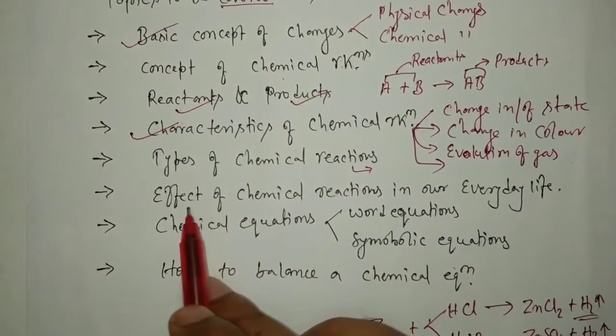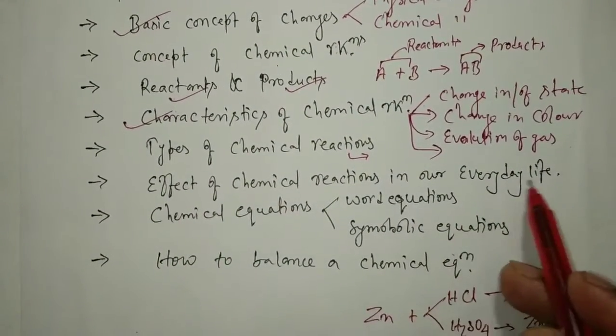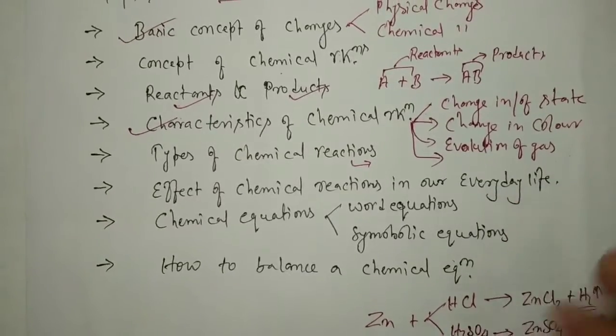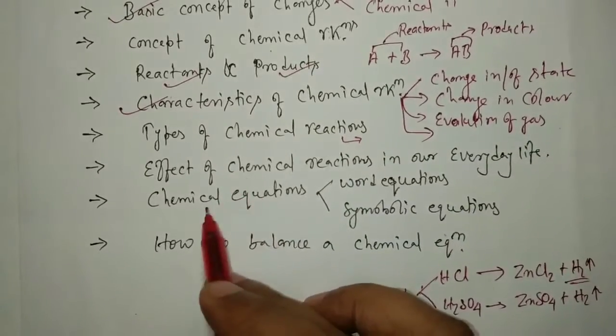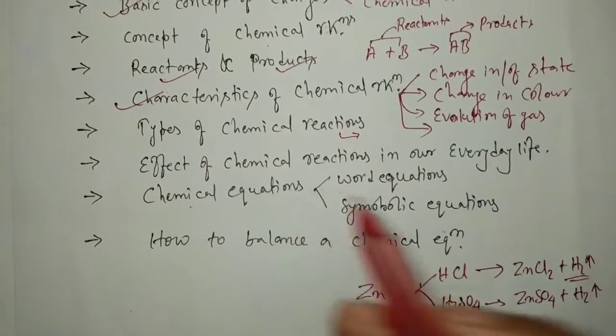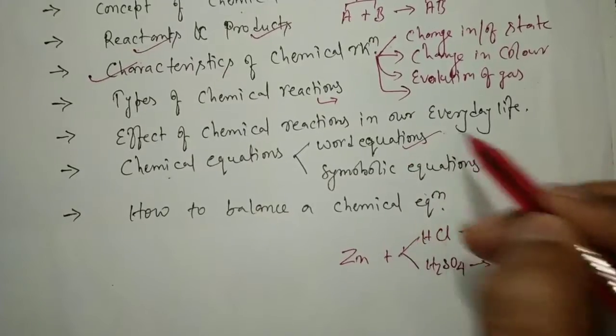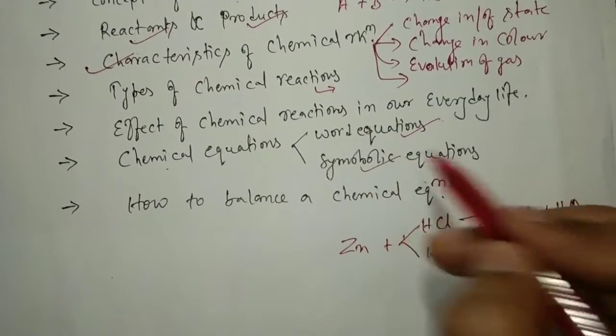After that we will see the effect of chemical reactions in our day-to-day life, such as rusting. Further, we will discuss the chemical equation. There are two types of chemical equations: the word equation and the symbolic representation.